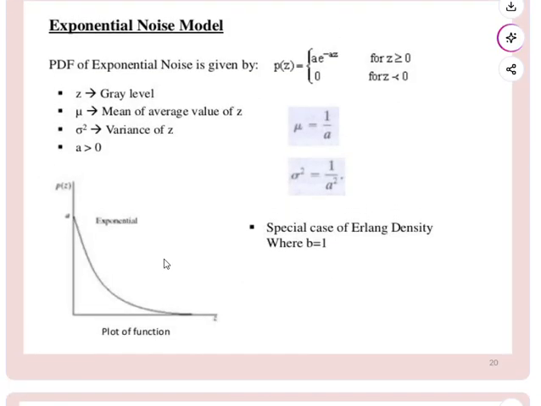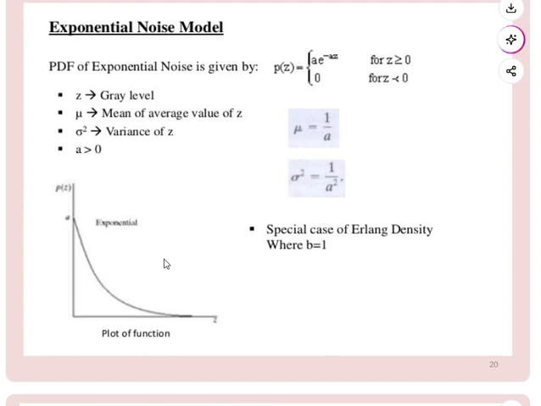Next one is the exponential noise model. In the exponential noise model, P of z is equal to a into e power minus a into z, where z is greater than or equal to 0 and the value is 0 for z less than 0. The formula for mean is given by mu is equal to 1 by a, and for variance it is 1 by a square. So this is just the normal exponential function which is decreasing.